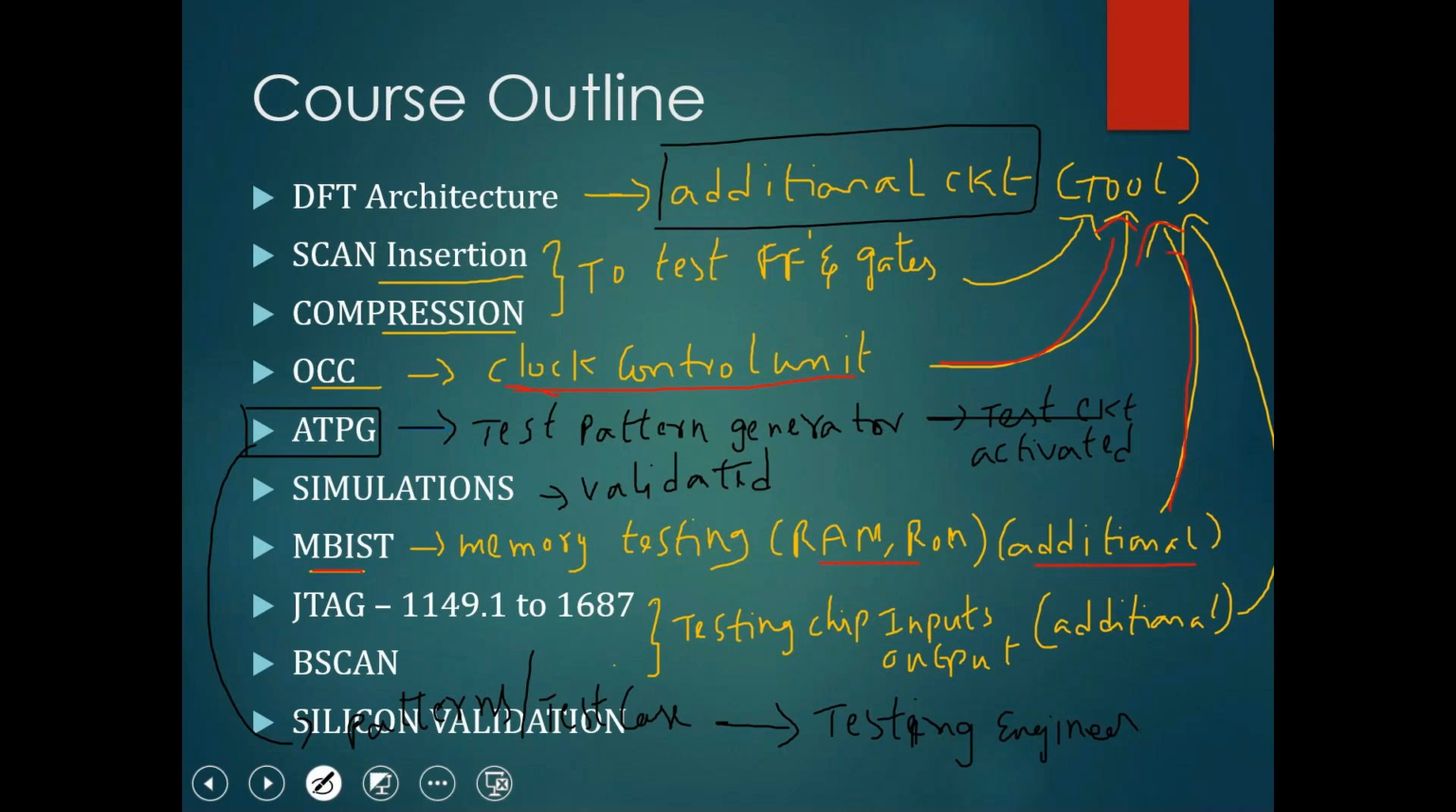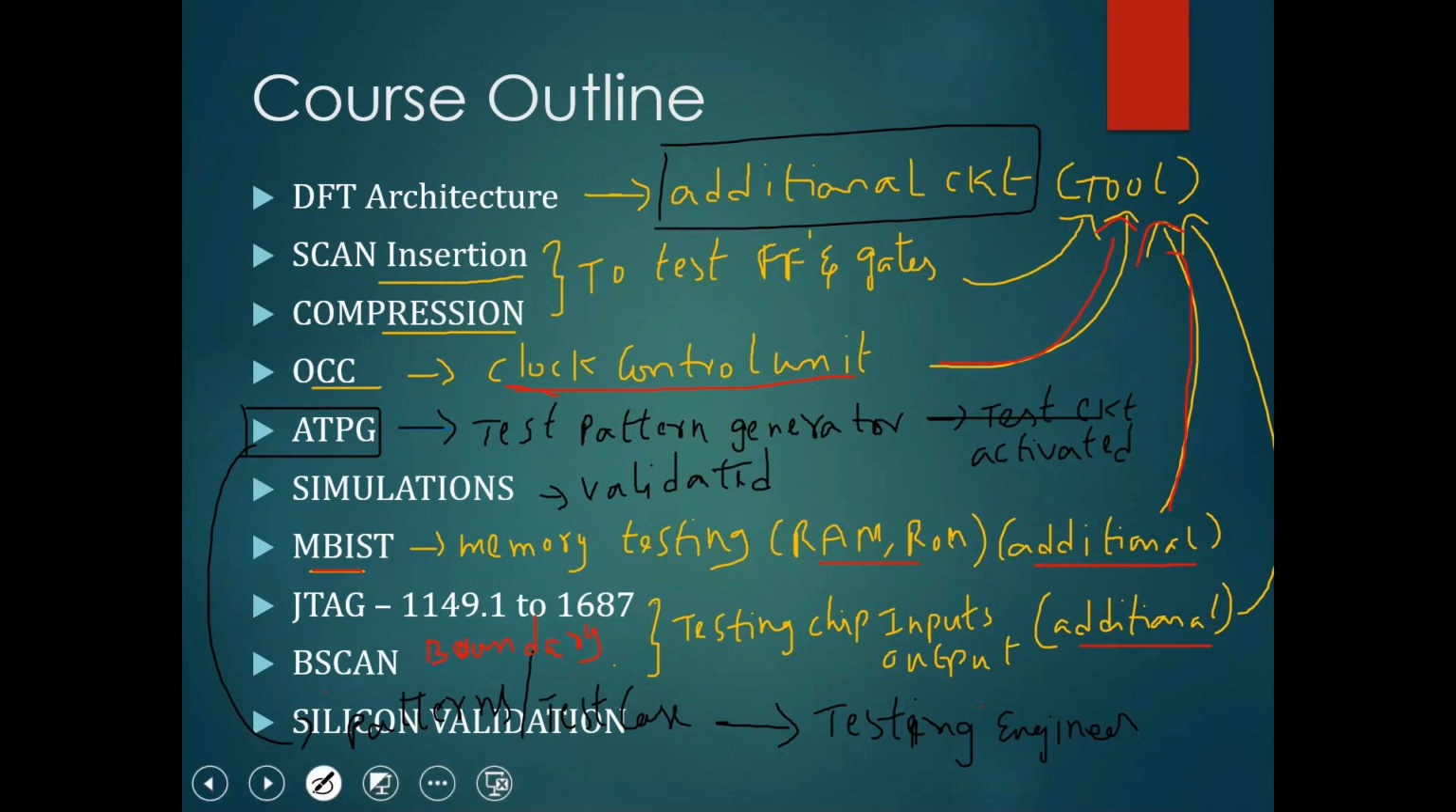Likewise, we have something called JTAG and BScan. BScan stands for boundary scan. The boundary of the chip is tested individually, so we test the chip inputs and outputs separately. For that also you need an additional circuit to be added into the design, which you can take from the tool. There will be some standard set of designs in the tool, some inbuilt circuits where you can pick and choose, and accordingly we can add the additional circuit as per the requirement.